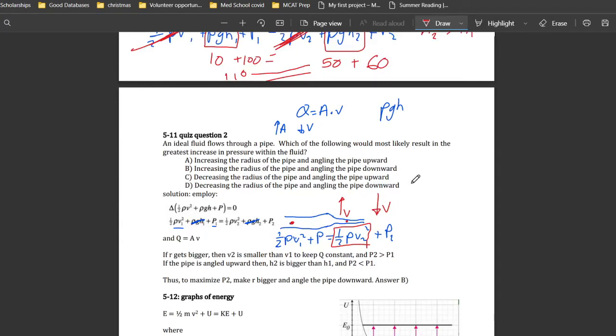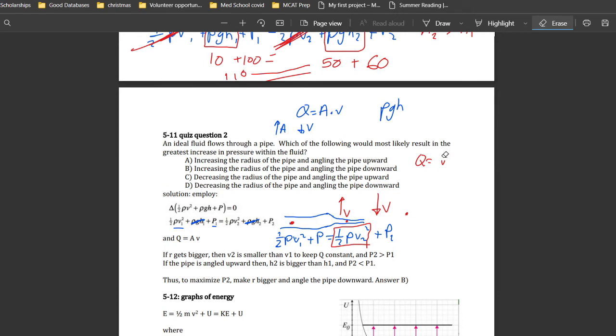And how do we decrease the velocity? Well, by increasing the cross-sectional area. We now have a greater cross-sectional area, meaning that according to the Q equals AV equation, as cross-sectional area increases, the velocity decreases. And if we were to compare 0.1 to 0.2, 0.2 has a lower velocity, which means that it must have a higher pressure.